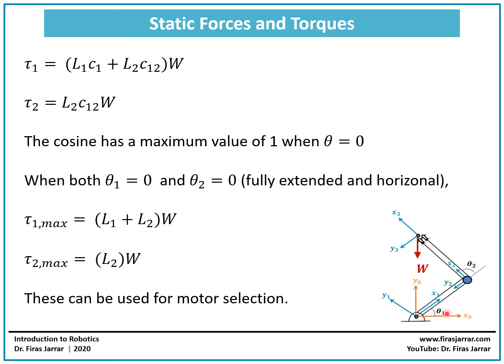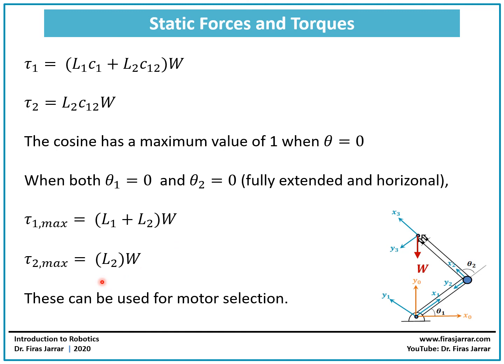And this is the case where the robotic arm will be fully extended and horizontal. Think about it. Theta 1 is 0, theta 2 is 0. This will only happen when the robotic arm is fully extended and in the horizontal position. And in that case, this is going to be 1, this is going to be 1, and tau 1 max will be L1 plus L2 times W. And tau 2 max is going to be L2 times W. And so the values here can be used for the motor selection. A motor should be capable at least of handling these static torques.